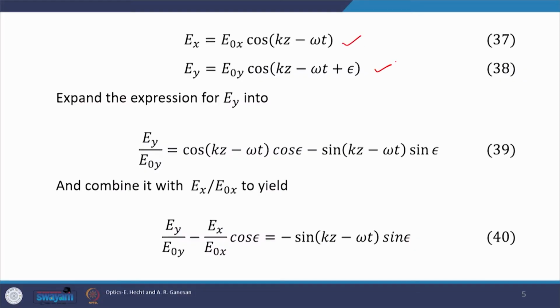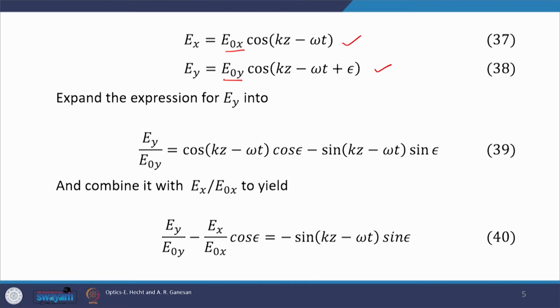Now, let us again start with the two components of the electric field, which are Ex and Ey. We also started with these two components when we were analyzing circularly polarized light. The same fields are also taken here. The only difference is that the amplitudes of Ex and Ey are different now. In the case of circularly polarized light, E naught x was equal to E naught y, and both were taken to be equal to E naught. But for elliptically polarized light, we will deliberately take these amplitudes different.